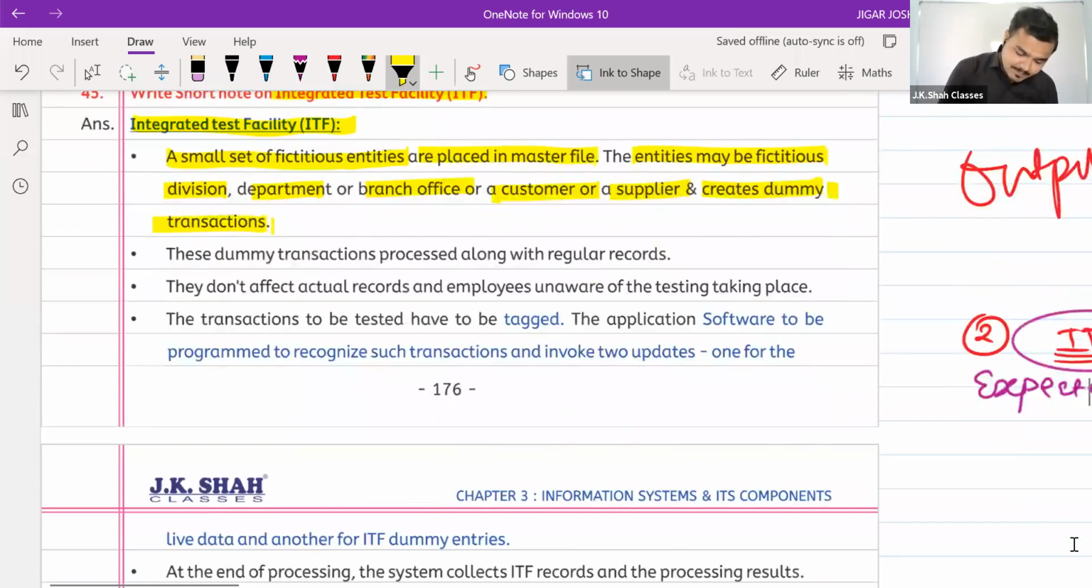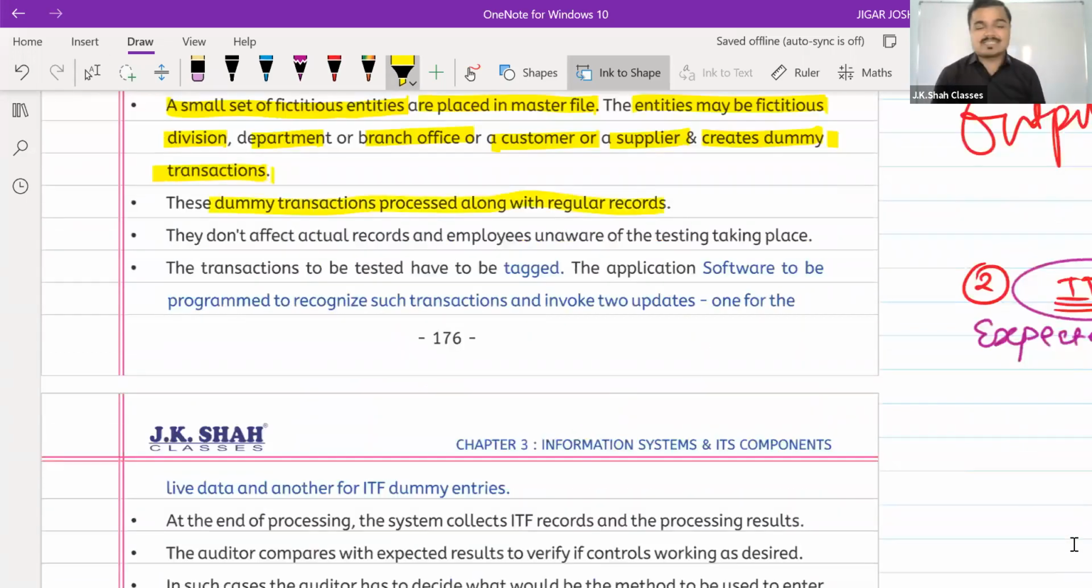Correct. These dummy transactions are processed along with the regular records. So whatever records we have, along with that, we are going to verify this dummy transaction. And then the system will invoke how many outputs? Sir, two outputs. Say this. They don't affect the actual records and employees are completely unaware about the testing taking place.